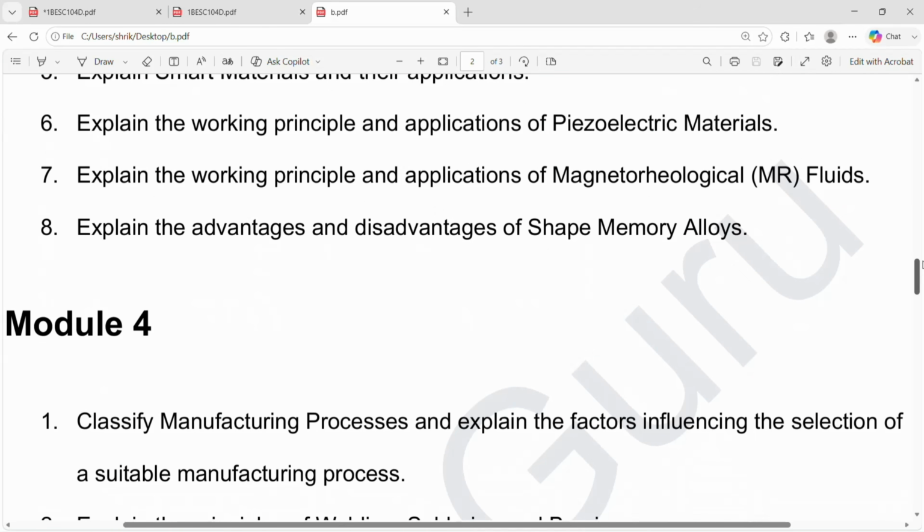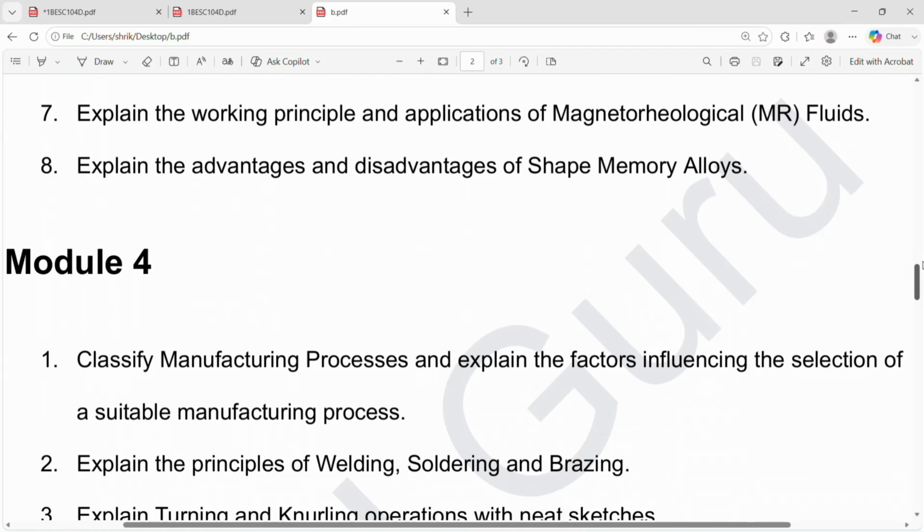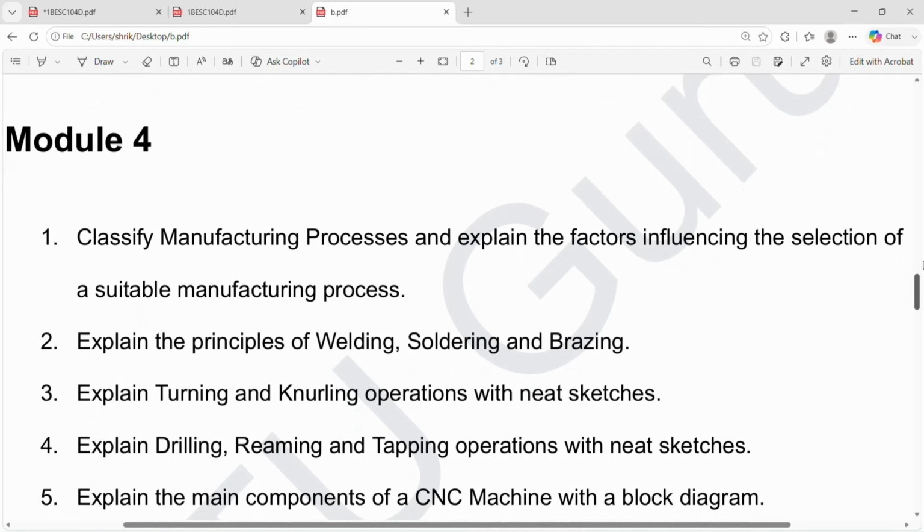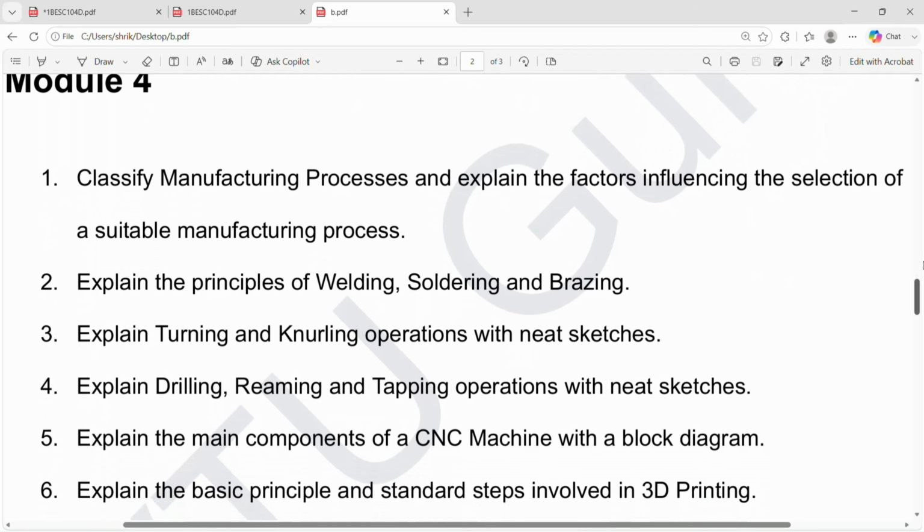Next, Module 4. Classify manufacturing processes and explain the factors influencing and selection of a suitable manufacturing process. Explain the principles of welding, soldering and brazing. Explain turning and knurling operations with neat sketches. Explain drilling, reaming and tapping operations with neat sketches.